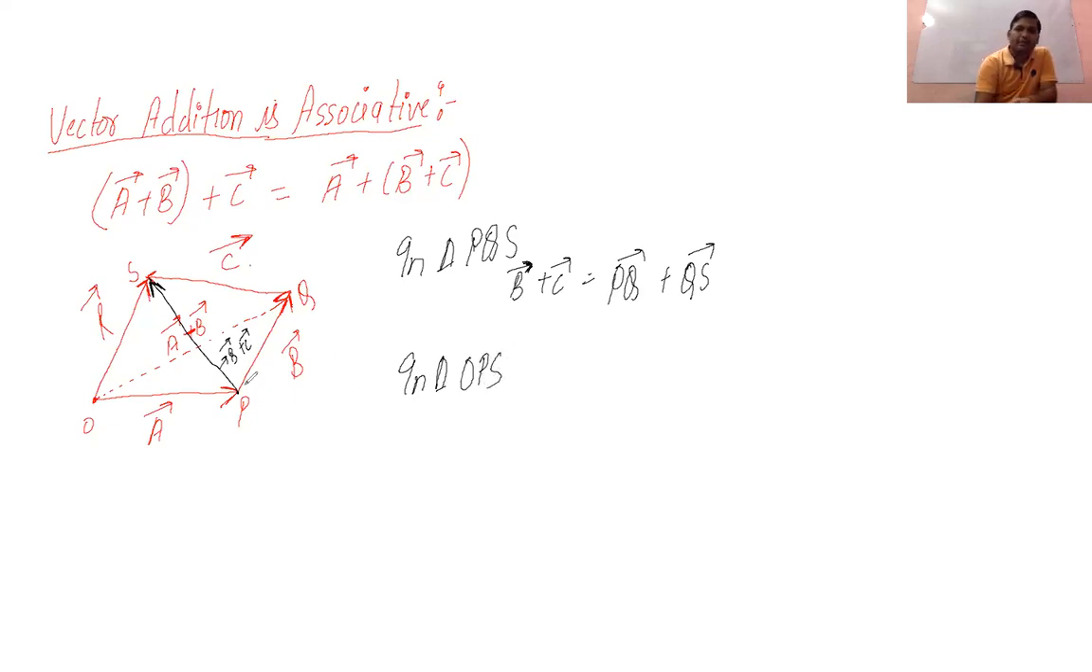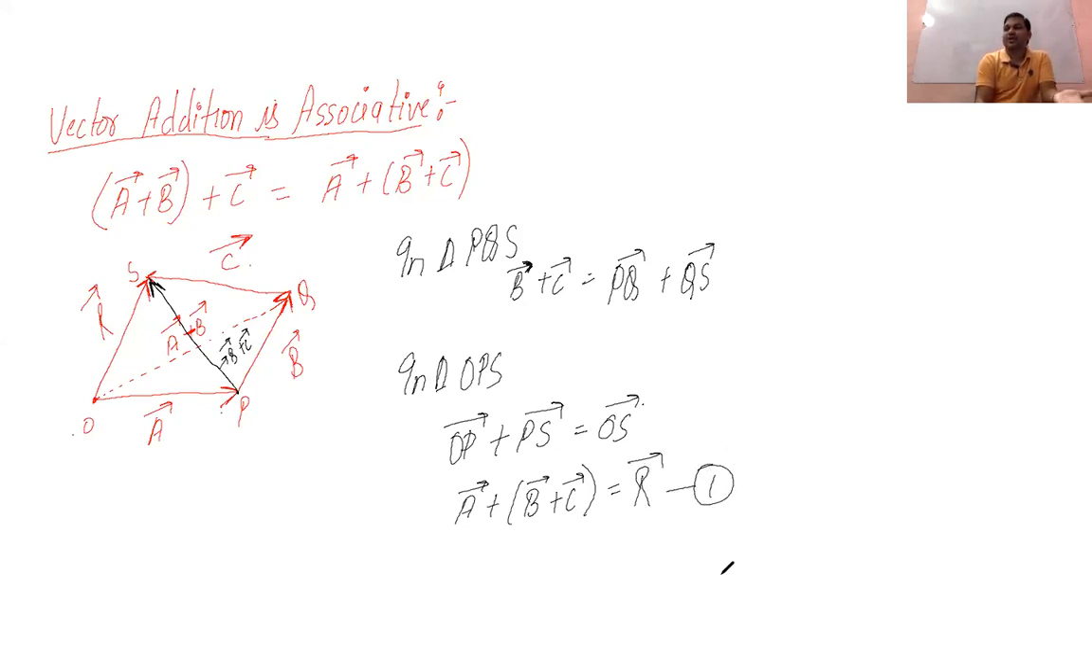Now we can see in triangle OPS. Now you can see this A vector plus B vector. You can write this: the OP vector plus the PS vector will be equal to the OS vector, or not? Now this OP vector is nothing, it's the A vector. The PS vector is nothing, it's B vector plus C vector. And this will become your R vector. This is your first equation.